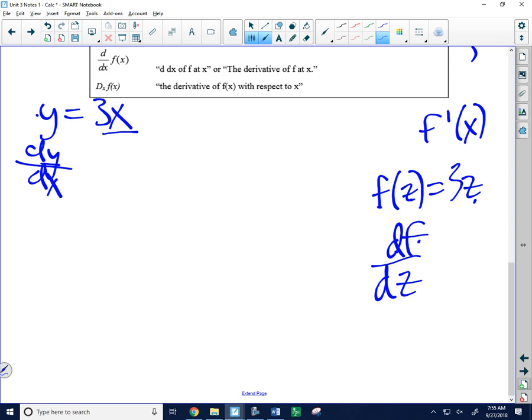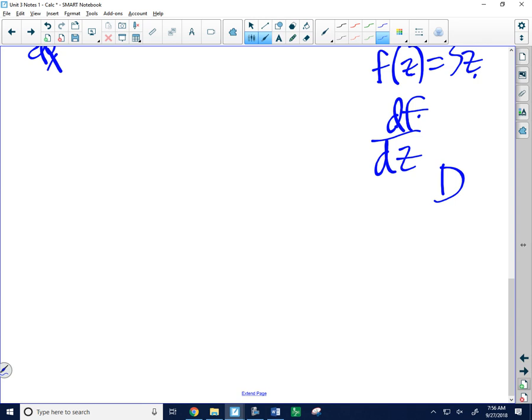There's one other way, those are the like 95% of the time you'll see those two. There's one other way you'll see it written. They'll just list a capital D and then put the variable subscript. So the last example I have there is d sub x. That means find the derivative with respect to the x variable for this function. So they could say d sub z, the derivative with respect to the z variable for this function.